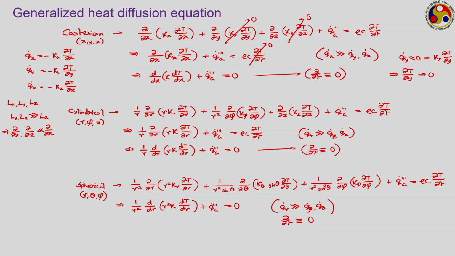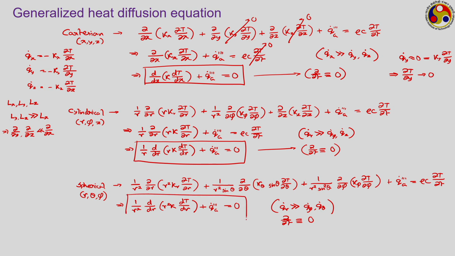Another point I am mentioning here, the Qg dot triple prime, the volumetric heat generation rate, I have written in all the three equations, that is the one dimensional steady state heat conduction equation in Cartesian coordinate, which is this, in cylindrical coordinate, which is this, and in spherical coordinate, which is this. I have written the volumetric heat generation rate here, but I am not going to consider it for this week's lecture, that is, this Qg dot triple prime will be set to 0 for the moment. Next week I shall be including this back and doing further analysis for that.